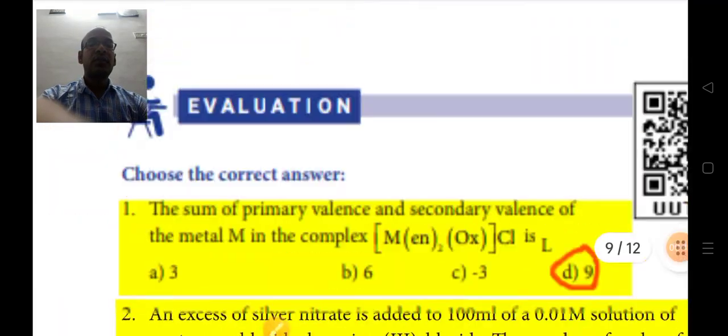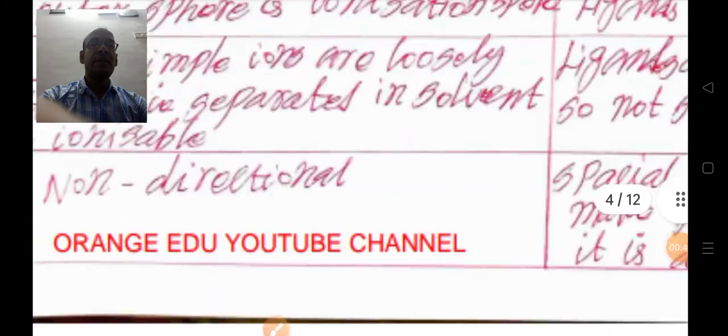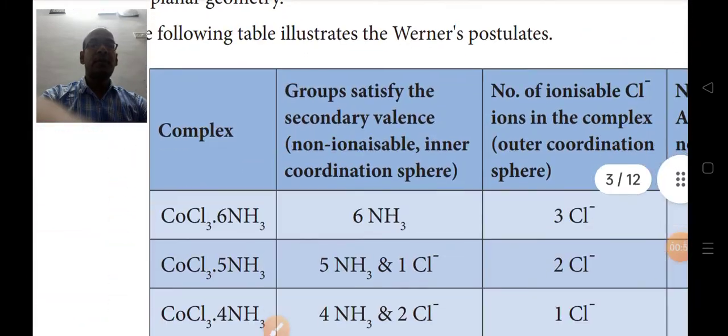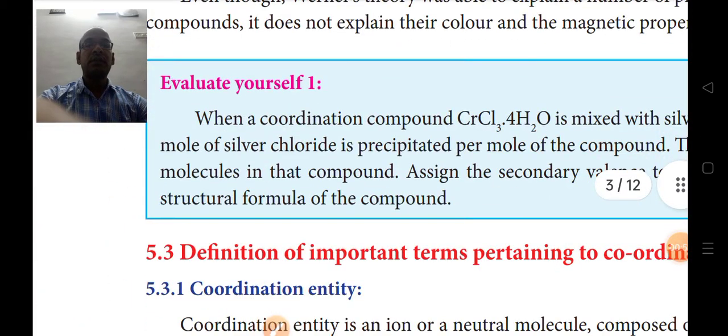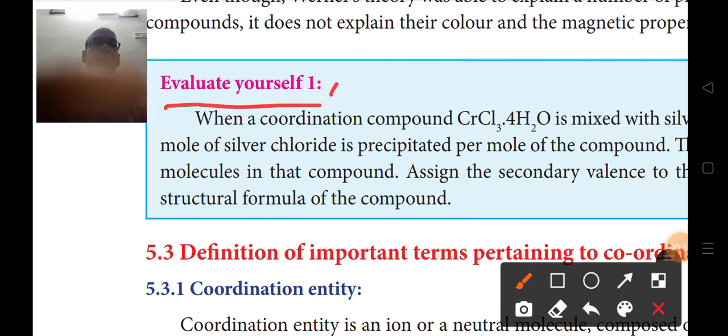Also, using the Werner theory concept, evaluate yourself. Question 1. In this class, we see the Werner theory postulates and book back 5 1 mark questions. Self-evaluate, you can try it. Next class we see it.